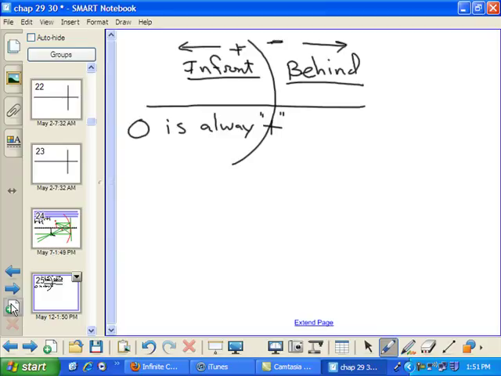Object distance is always positive. It's always in front of the mirror. Focal length will be positive for a concave mirror, which is what we're using right now. And it's negative for a convex because the focal point appears to be behind the mirror. The negatives are virtual.